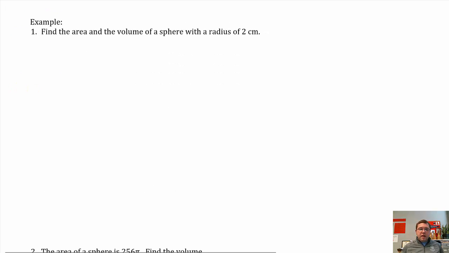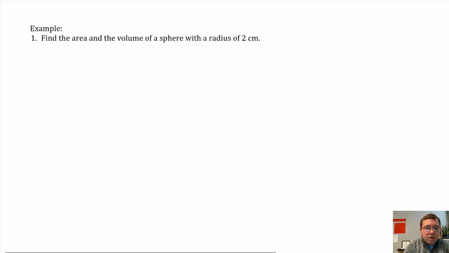Now let's use them. Example number 1. Find the area and the volume of a sphere with a radius of 2 centimeters. So we have the formula for the area, which was 4 pi r squared, and we'll just plug in the radius of 2. 4 pi times 2 squared. 2 squared is 4, times 4 is 16. 16 pi. Now we had units in the problem, so we'll put units on our answer. And the units for area are always squared units. 16 pi square centimeters.